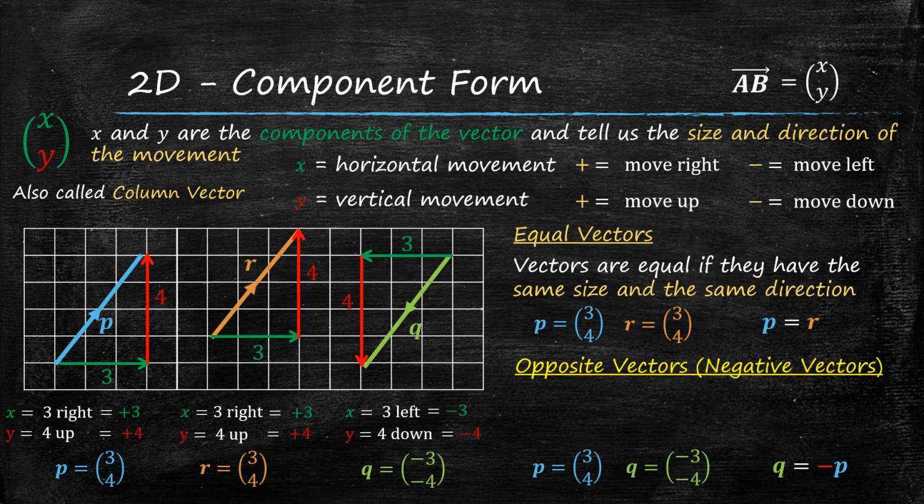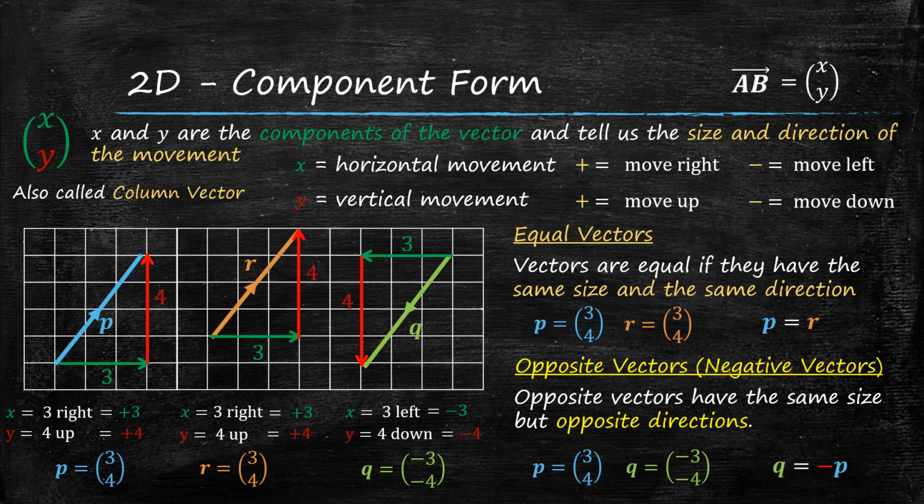And this brings us to another vector rule, and this one is on opposite vectors, also called negative vectors. So opposite vectors have the same size but opposite directions. Now looking at our diagram, you can see that vector p and vector q, if it weren't for the arrow, the line segment is actually the same. The only difference between p and q is the arrow, the direction of the movement. Vector p represents a movement 3 units to the right and 4 units up the way, and vector q represents a movement 3 units to the left and 4 units down the way. So p and q are opposite vectors.